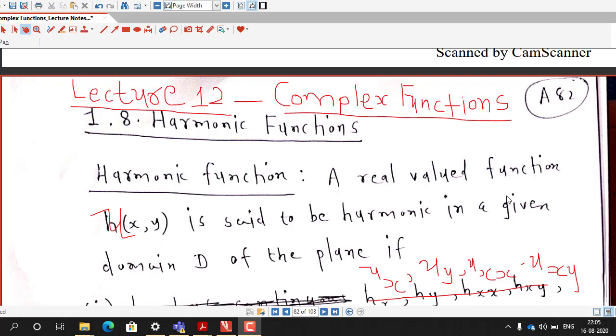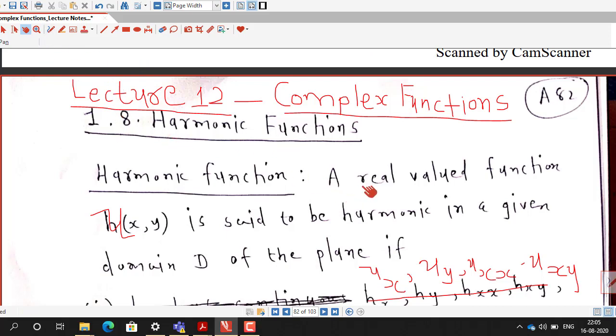In previous lectures we have discussed analytic functions and we have done enough examples on analytic functions. Today we are going to discuss harmonic functions and harmonic conjugates. First we will define what a harmonic function is, and then we will see the meaning of harmonic conjugate, and we will do some problems on how to find the harmonic conjugate of a given function. So first we see the definition of harmonic function.